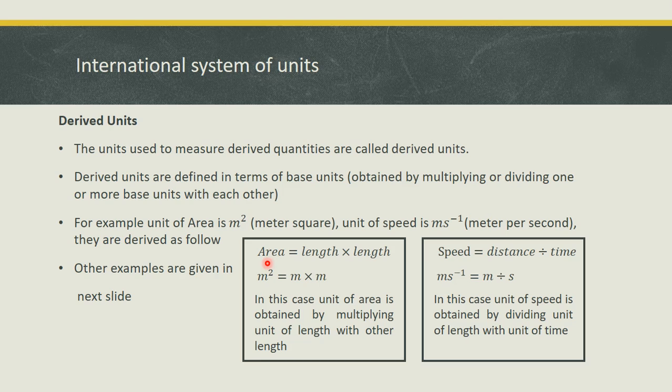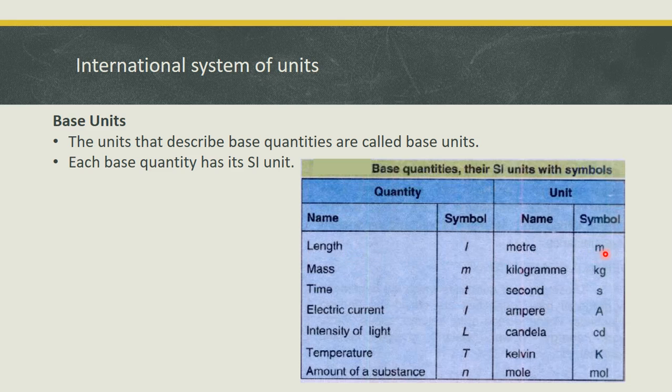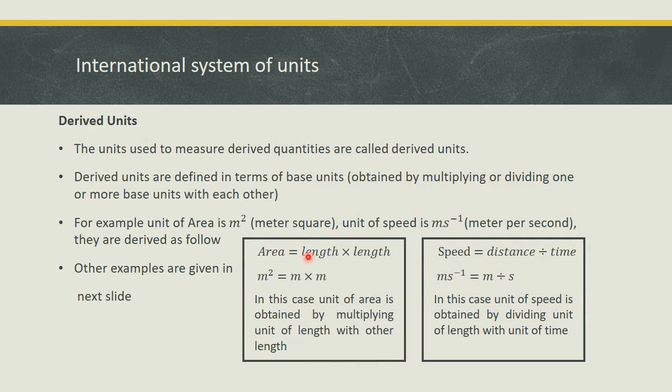As you can see, the formula for area is area equal to length into length. Length means length into width, but width is also a length. So we can say the unit of area is meter square. How does it become meter square? The unit of length is meter, as we saw in the previous lecture. Similarly, the unit of the other length is again meter, and meter times meter is meter square. So in this case, the unit of area is obtained by multiplying the unit of a length with another length.